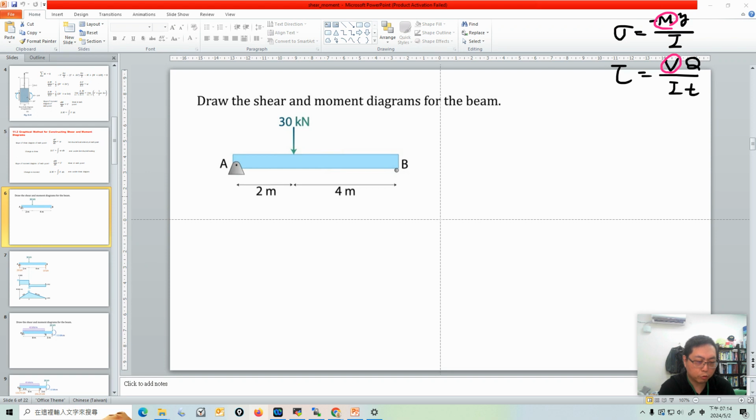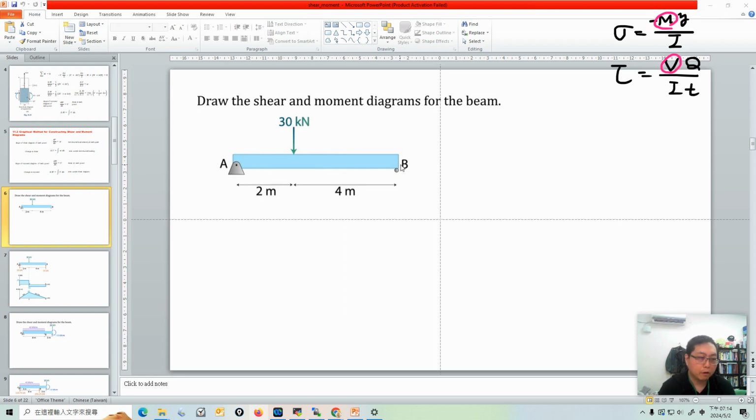At the beginning of drawing a shear moment diagram, you need to do the rigid body equilibrium. Again, rigid body equilibrium. Don't forget rigid body equilibrium. Rigid body equilibrium is the heart of this course. Okay, let's look at a problem.